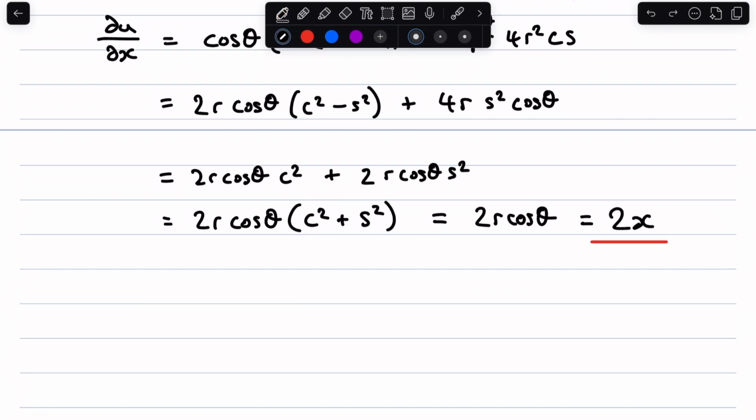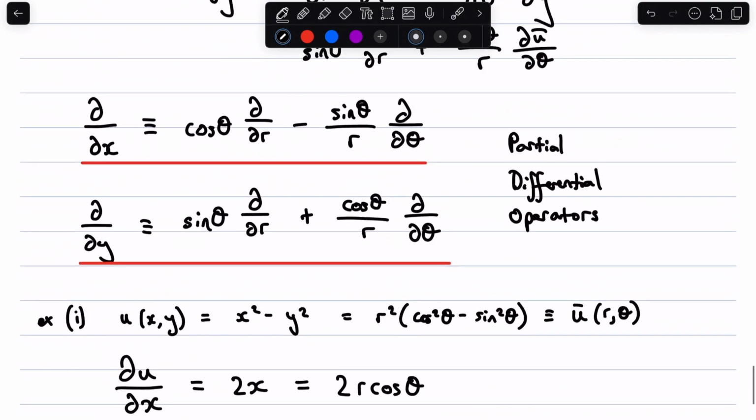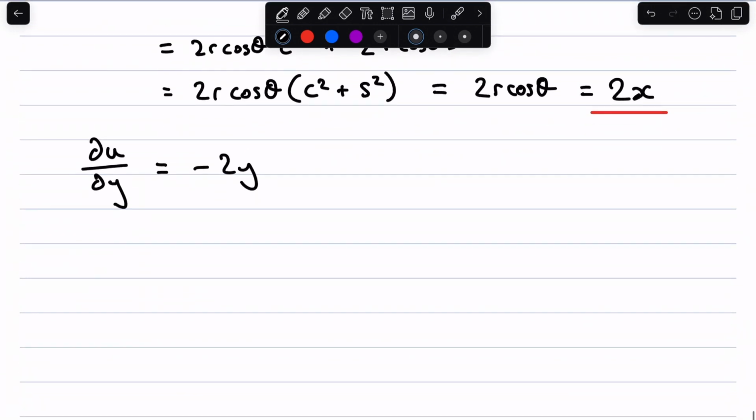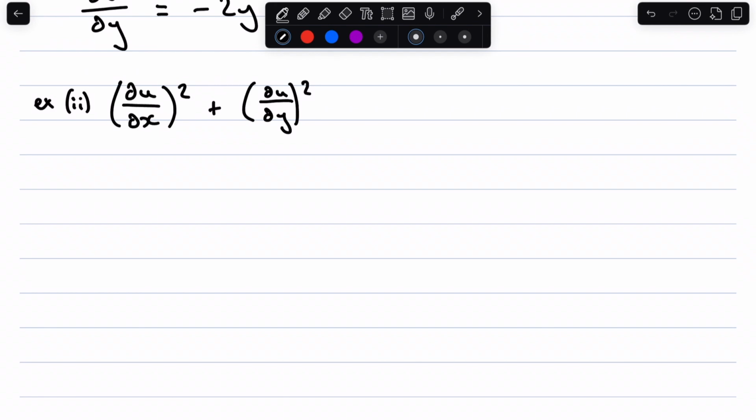And I'll leave it as an exercise for you to find out what partial du by dy is. Well, you'll know that it's just minus 2y, but I want you to go through the partial differential operator method to find that it is minus 2y. So now we'll move on to some more general equation finding rather than using actual examples for u.